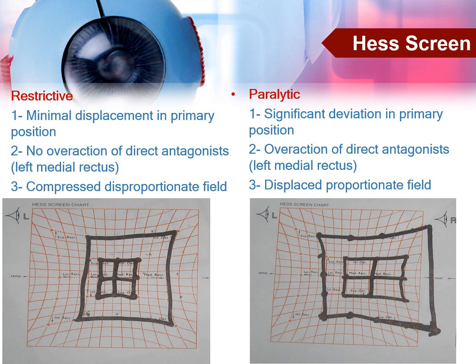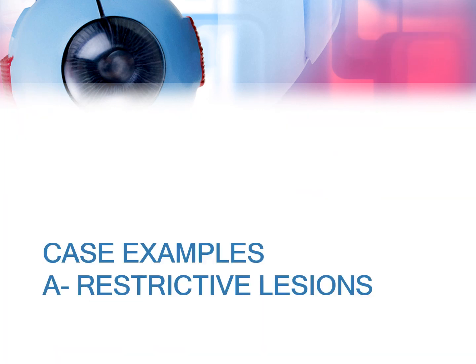So to sum it up, in restrictive lesions, there is only a minimal displacement in the primary position, there is no overaction of the direct antagonist, and this will result in a compressed or disproportionate field. On the other hand, in paralytic lesions, there is significant deviation in the primary position, there is an overaction of the direct antagonist muscle that results in a displaced proportionate field. Next are some examples for different lesions. We will start with restrictive lesions.